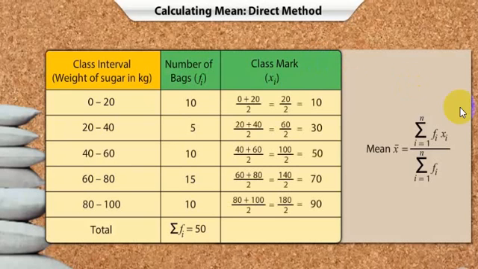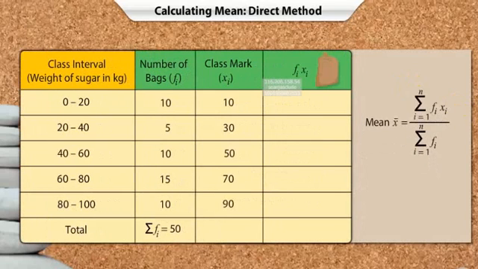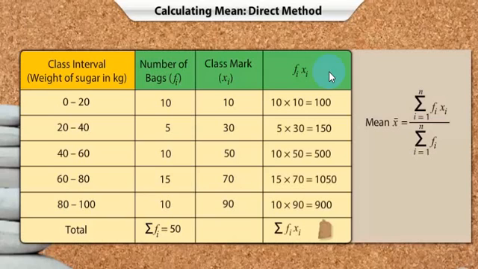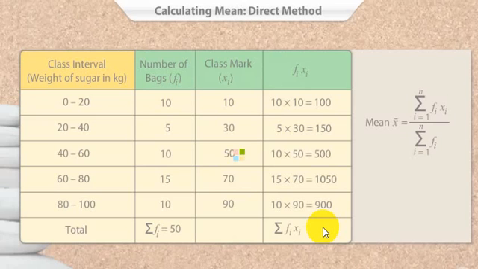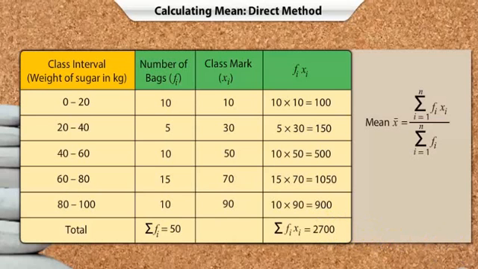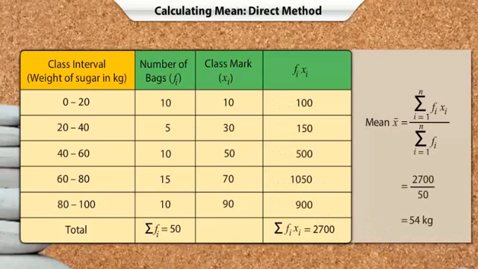Now that we know the value of the class mark for each class, let's calculate the product of Fi and Xi. Click on the sugar bag in the Fi-Xi column to view each of these products. Now, click on the sugar bag next to summation of Fi-Xi to view the sum of the products. Substituting the values in the formula, we get the required mean.